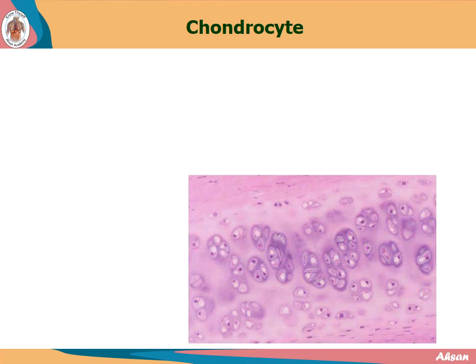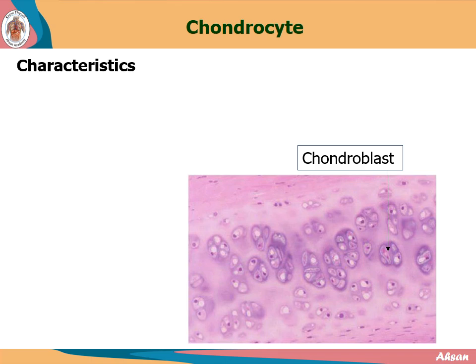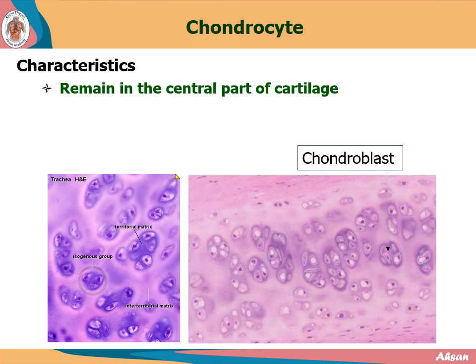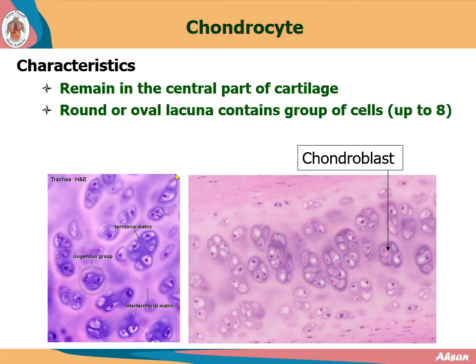This is HE staining of cartilage, and we can see the cells here. The central cells are the chondrocytes, labeled here, and they remain in the central part of the cartilage. They remain in groups in lacunae, and there may be even up to 8 cells in one lacuna.